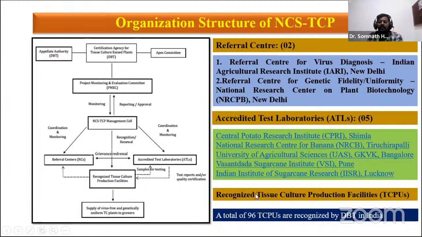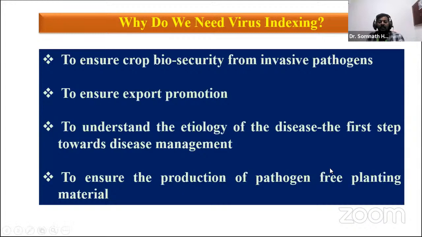So why do we actually need virus indexing? To ensure crop biosecurity from invasive or deadly pathogens, because when we import any seedling, material or seed, it may contain viruses. We need to stop these because they pose biosecurity issues, and for identification of these invasive pathogens we need to go for virus indexing. It also helps ensure export promotion. If our seed or planting material is free from viruses, we can better ensure this and encourage exports.